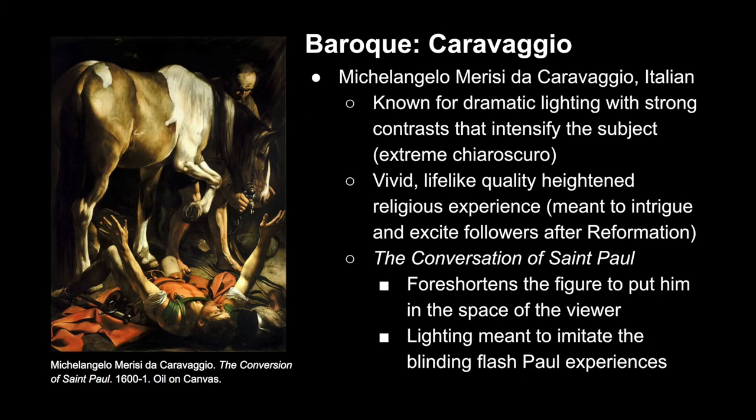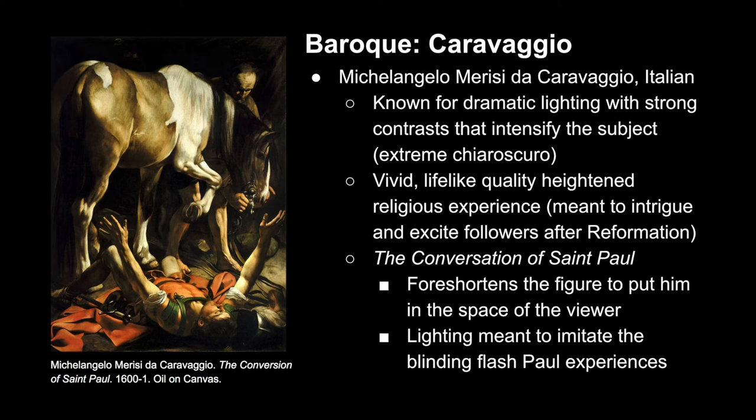Italian painter Caravaggio is known for the dramatic lighting we see here, and that we saw in the previous painting. While the previous example was actually painted by Artemisia, her father, who was also an artist, was greatly influenced himself by Caravaggio. As we see in this example here, the conversion of St. Paul, there's a vivid, lifelike quality that is meant to heighten the religious experience by giving the viewers a visceral portal into this story. And Caravaggio does this by using an extreme chiaroscuro.